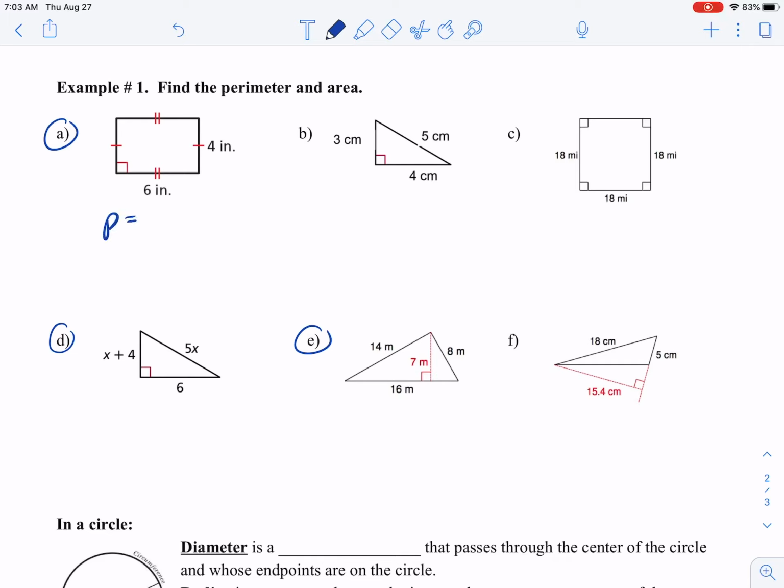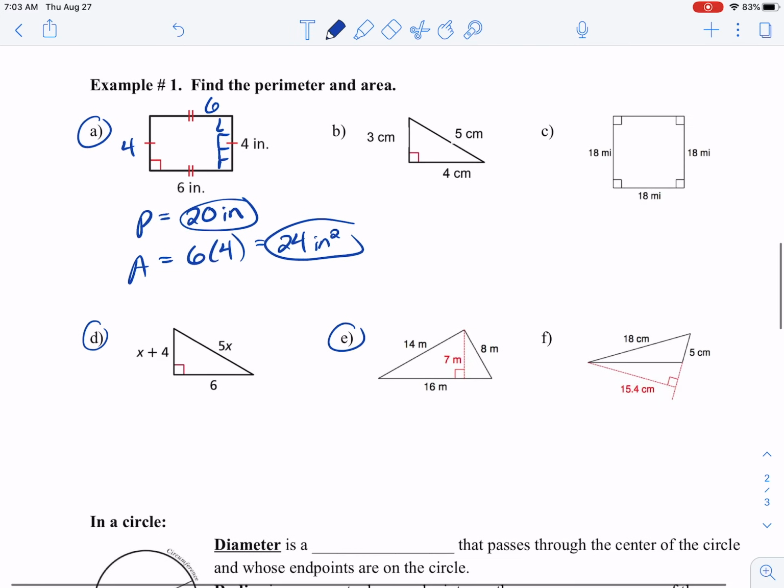For perimeter, if opposite sides are congruent in a rectangle, look at your congruent markings. You can just add up all the sides. 10 plus 10 gets us 20 inches. For area, base times height or length times width. 6 times 4 just gets us 24. And then don't forget, we're talking about the number of square units that fit inside this figure. So we would say 24 inches squared. Perimeter, just 20 inches.